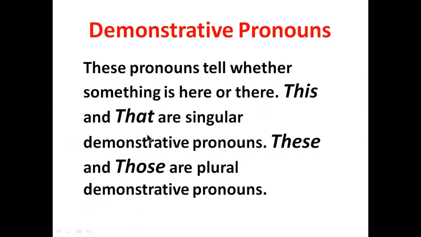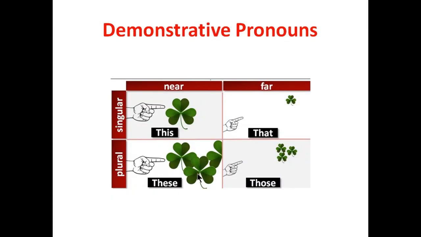What are demonstrative pronouns? These pronouns tell whether something is here or there. This and that are singular demonstrative pronouns. These and those are plural demonstrative pronouns. Here is one example for you. Hope it will elaborate the lesson to you.